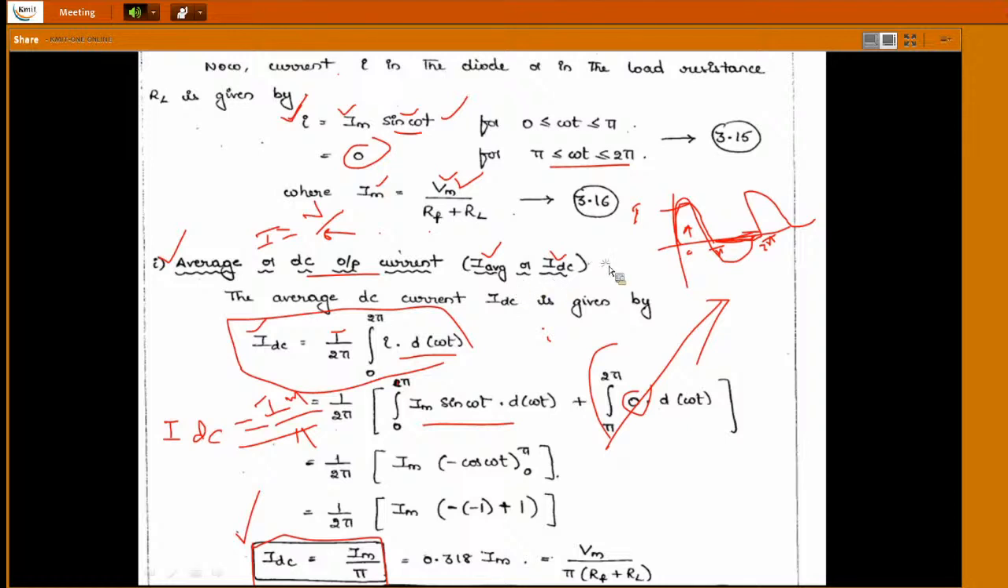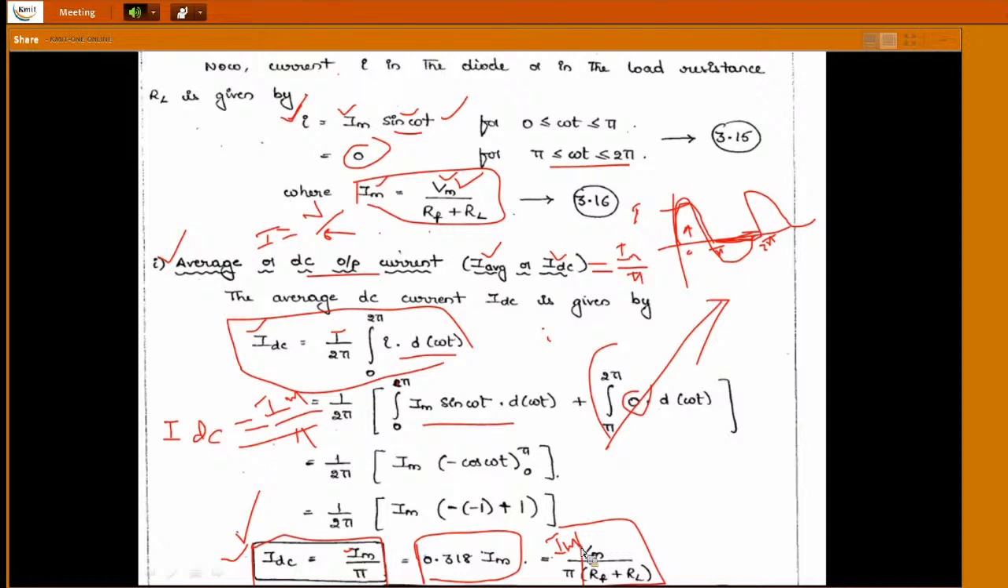Now what is the expression for IDC? IDC is equal to Im by pi. What is the pi value? 3.14. If you divide 1 by 3.14, that is equal to 0.318 into Im. But remember this, this is the standard expression you have. Now from this expression, what is your Im value? Your Im is equal to Vm by Rf plus RL. Now substitute this value here, so that Vm by Rf plus RL is your Im by pi.